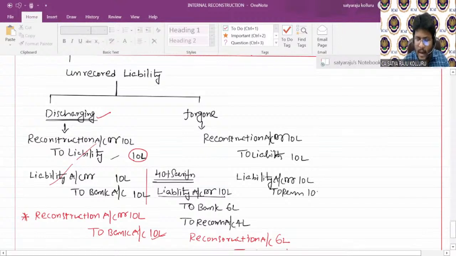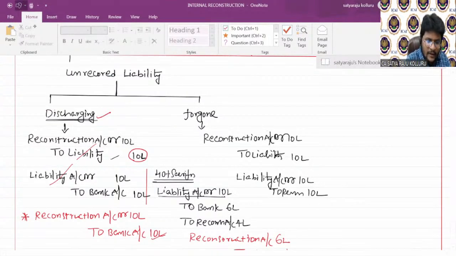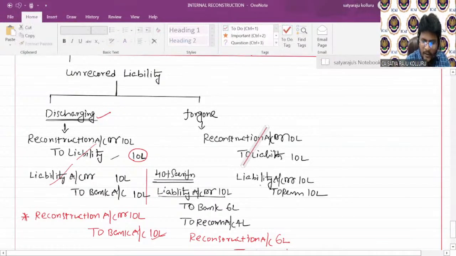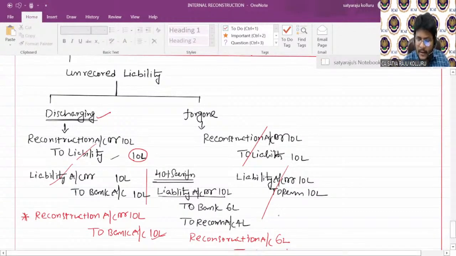Now, what is the impact here? If you observe, this entry is going to nullify this entry. Now, the impact is nil. That means if an unrecorded liability is foregone by the other party, then no entry. So to tell this, I just passed 2 journal entries. If such unrecorded liability is foregone by the other party, no entry.